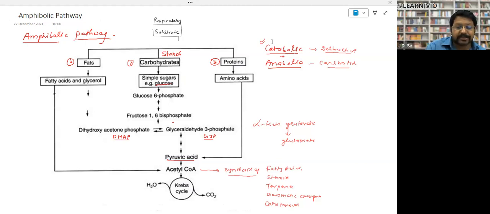Like acetyl coenzyme A, acetyl CoA. It is not only utilized in the Krebs cycle, but also raw material for synthesis of fatty acids, steroids, terpenes, aromatic compounds, and carotenoids. Full stop. Then you have to note down this diagram quickly.